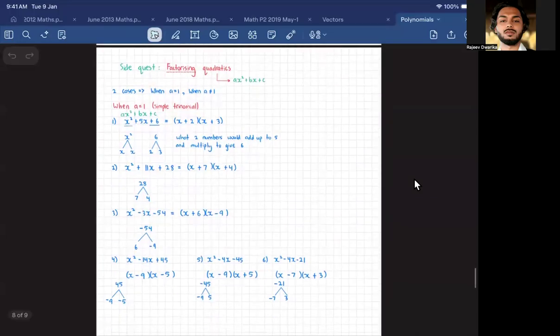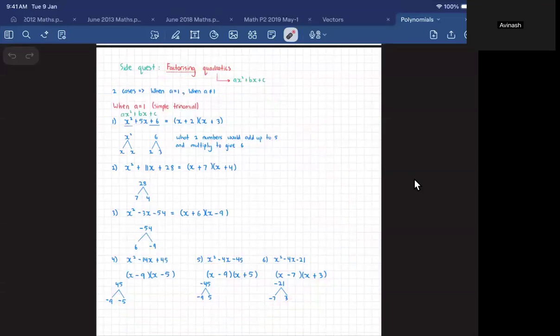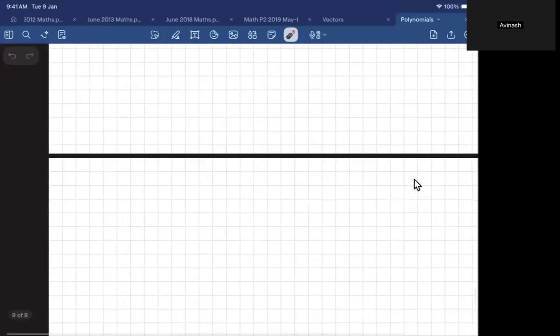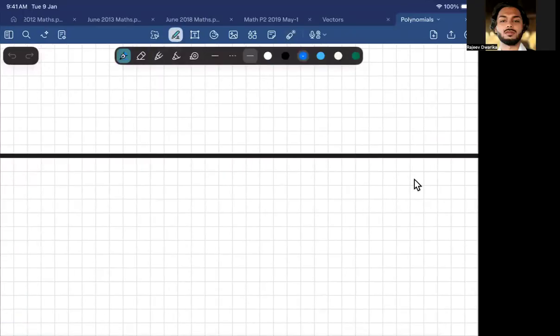Right? So Avinash, I believe you were confident in these. Like you were okay with them, right? Yes, I was okay with them. Okay, let's move on to a harder one. Right? So what happens when it's not x squared? What if it's like 2x squared or 3x squared? We'll see.